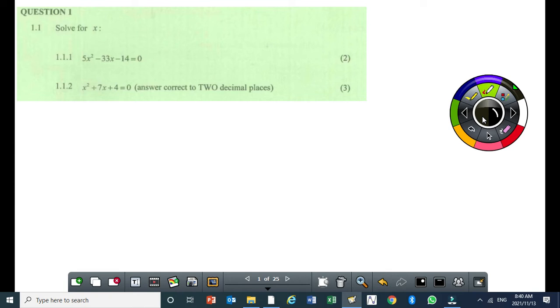That's the advantage of being in grade 11, because in the lower grade, like grade 9, grade 10, you were not taught other techniques of solving quadratic equations. But now you have more than one. So I'm going to show you both ways regarding the first question.